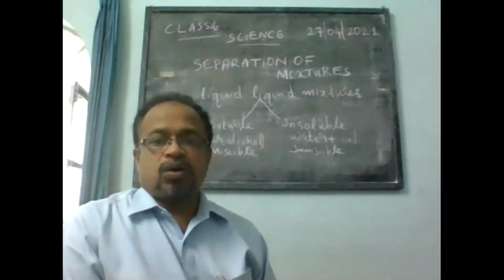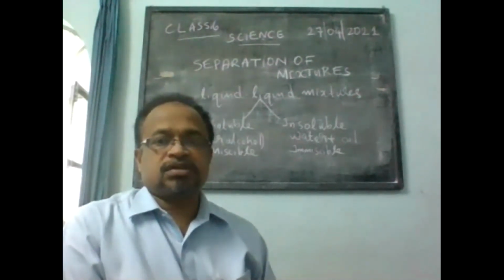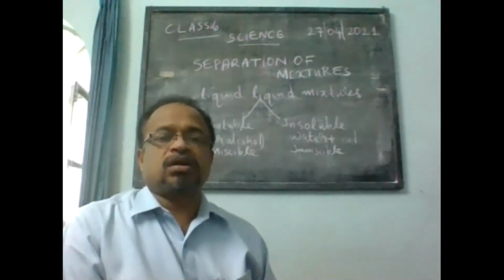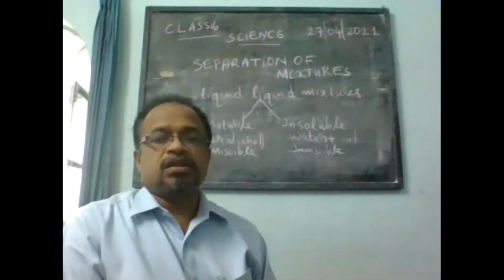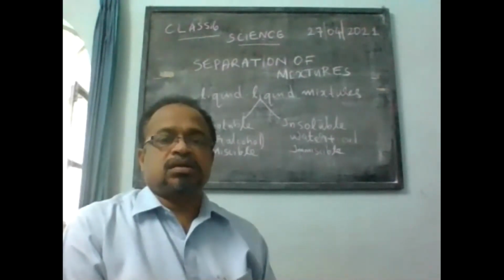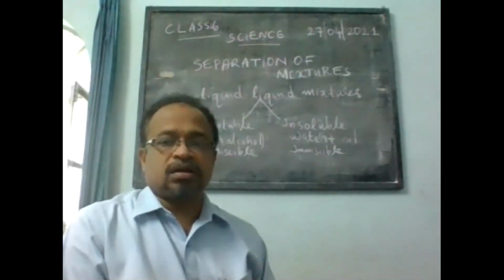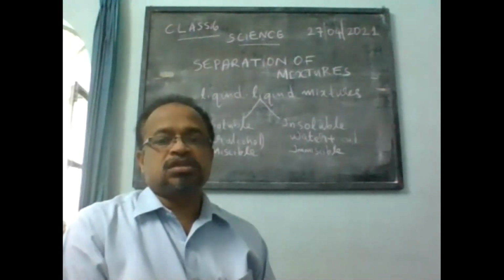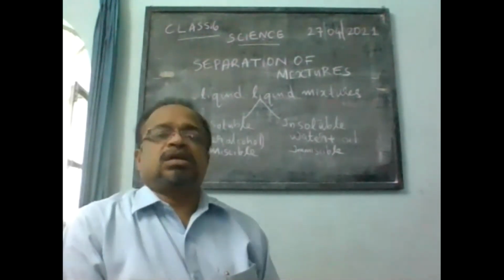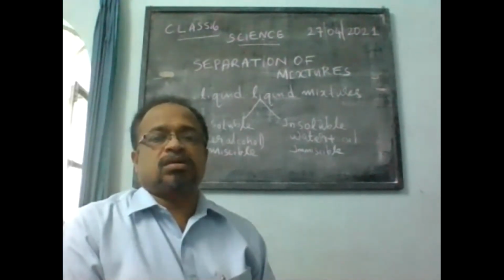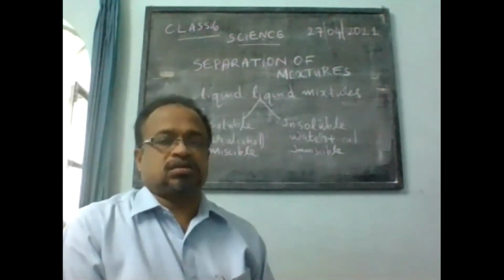We have seen how to separate different kinds of mixtures. First, we have seen a mixture having solid components. In the previous classes, I told you how to separate a mixture with two solid components. For example, hand picking is the method used, sieving is the method used. These are used where both the components, or the different components, are solids.